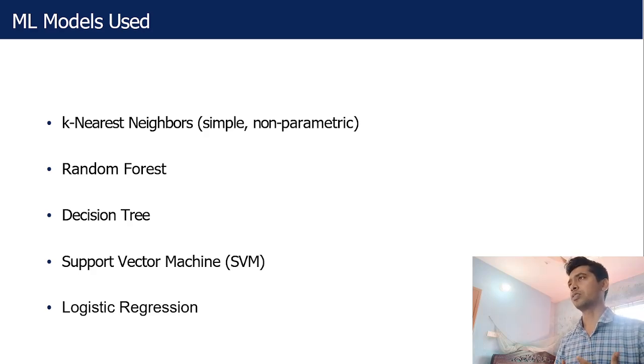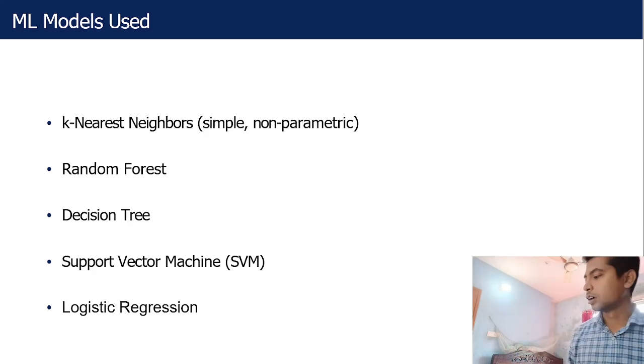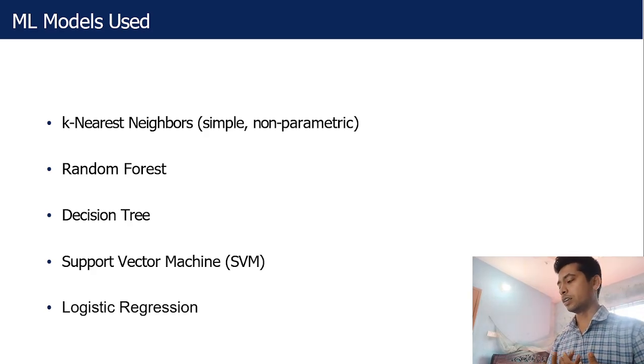Let's just explain the models one by one. The k nearest neighbor is a lazy algorithm that finds the k most similar historical data points, and based on the majority vote, it predicts whether the patient might have the disease or not.